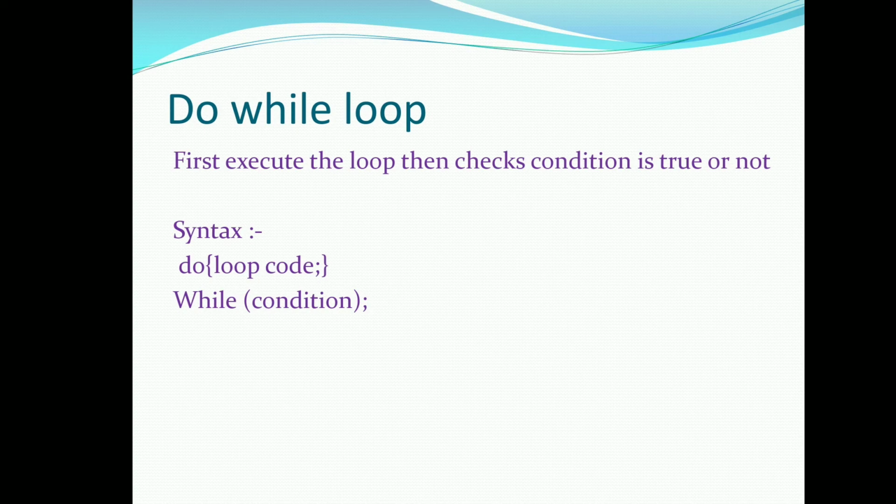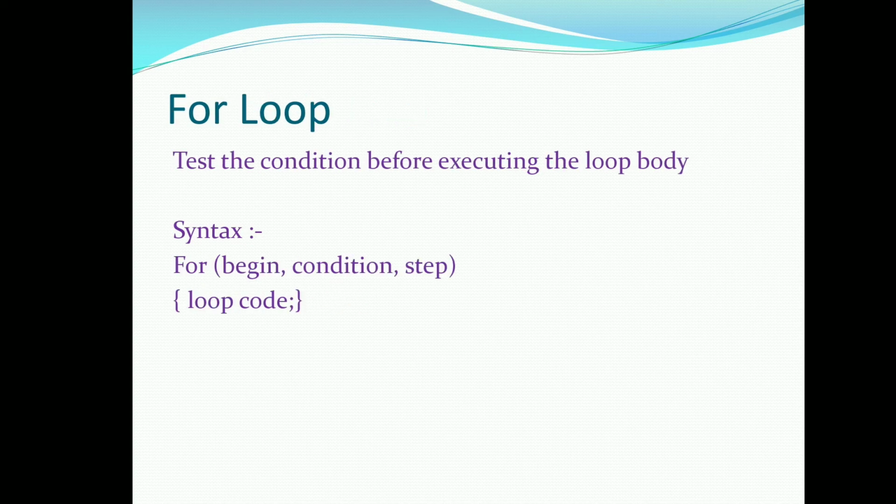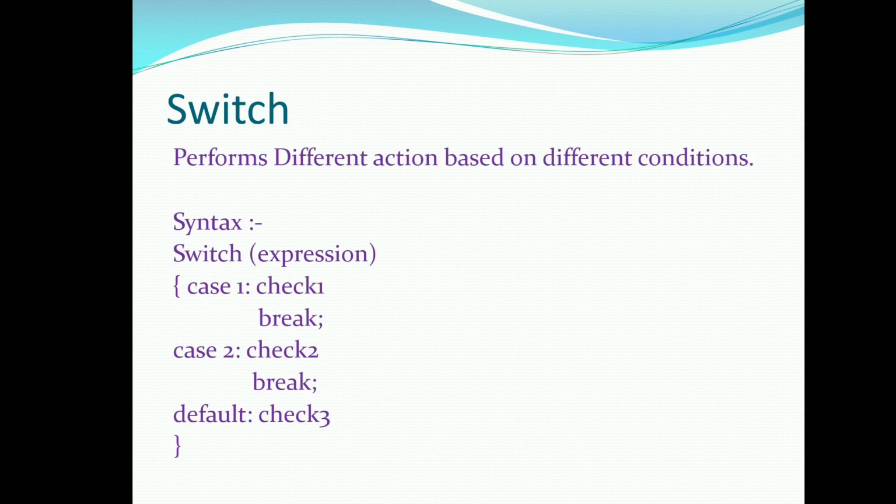The syntax for do while loop is do, the loop's code, and while the condition. For loop repeatedly executes the loop code while a given condition is true. It tests the condition before executing the loop body. The syntax for the for loop is for, the value from which it begins, the condition, and the steps in which it will happen, and the loop code in the last.